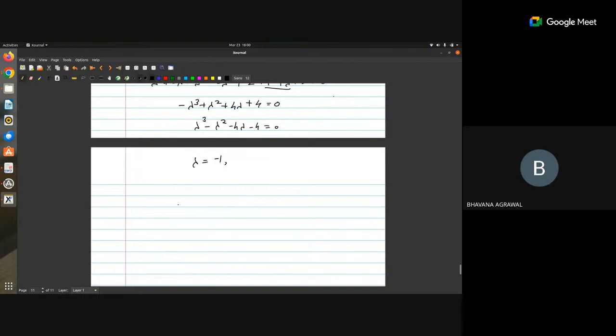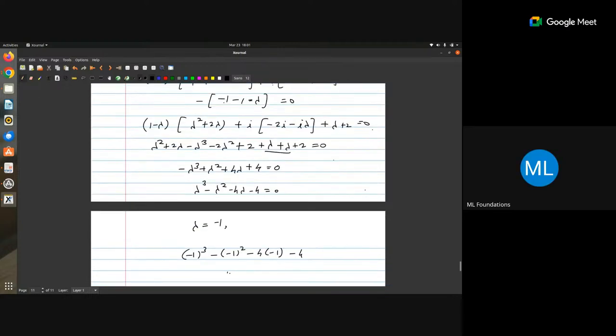We put lambda equal to minus one. How to get zero, sir? Here it's minus one cube minus of minus one square minus of four times minus one minus 4. Sir, I think some sign is wrong. It should be minus lambda cube, and instead of plus lambda square, it should be minus lambda square, because minus two lambda square plus lambda square gives minus lambda square. Right, now it's correct.